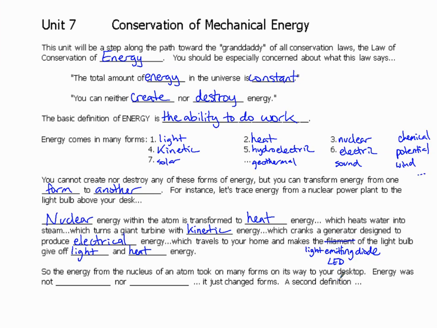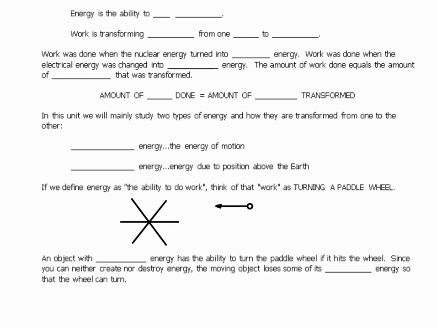So the energy from the nucleus of an atom took on many forms on the way to your desktop. Energy was not created, nor was it destroyed. It just changed forms, which leads us to a second definition. Energy is the ability to do work. Work is transforming energy from one form to another.